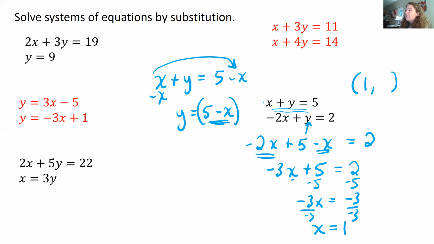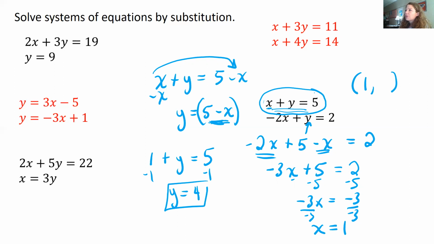And now I'm going to solve for y. So I'm going to use that first equation again. I'm going to pull it over here. X is 1. 1 plus y equals 5. I'm going to move the 1 over, and y is equal to 4. So my solution is (1, 4), which is where these two equations would intersect on a graph.